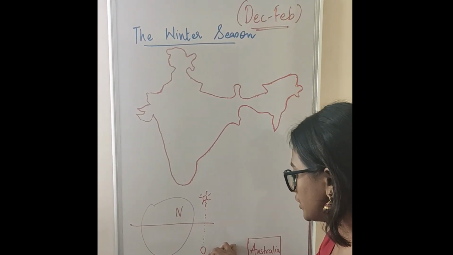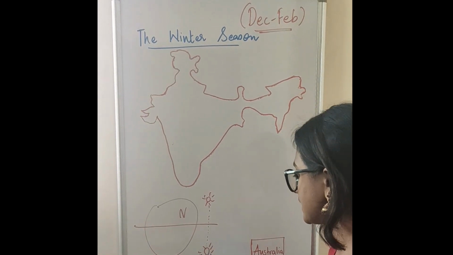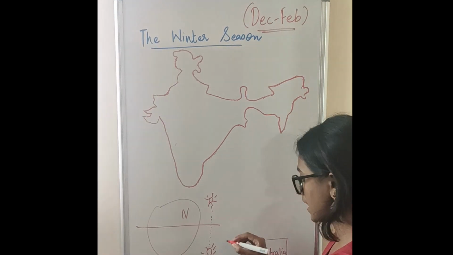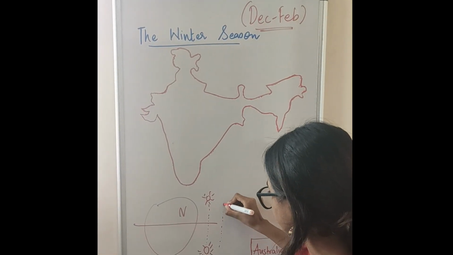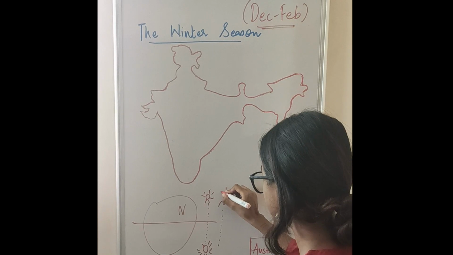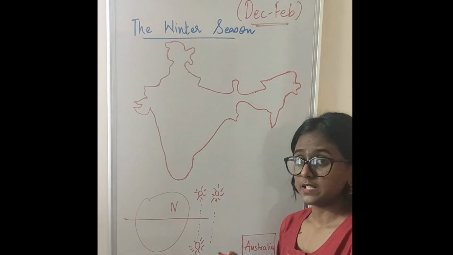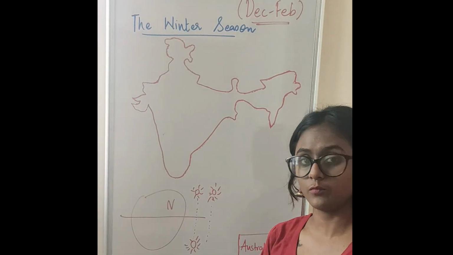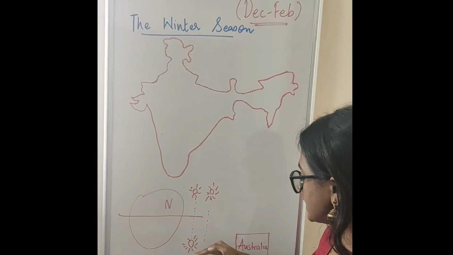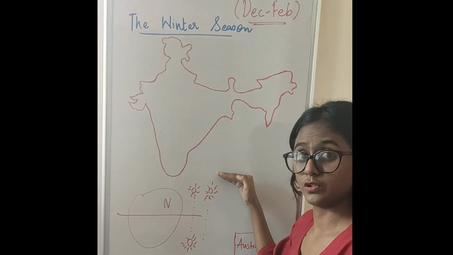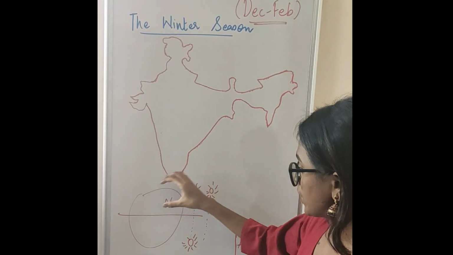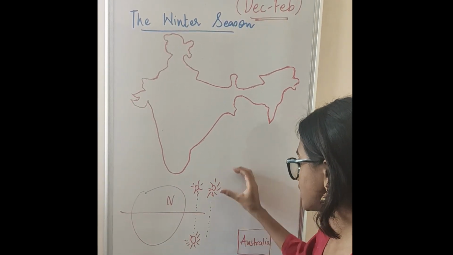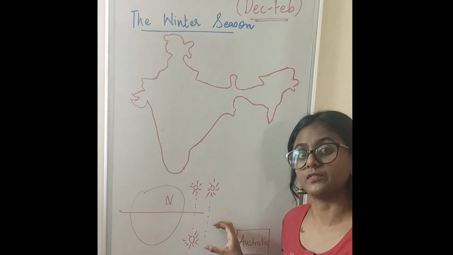The sun doesn't move, but you need to understand that sometimes the sun will be closer to the southern hemisphere, and then again it moves back. This is called the apparent movement of the sun. The sun doesn't actually move, but as we are moving around the sun, we experience this. We feel that the sun is closer to the northern hemisphere and there is more heat in the northern hemisphere, and then it slowly moves to the southern hemisphere. So you need to understand this is called the apparent movement of the sun.